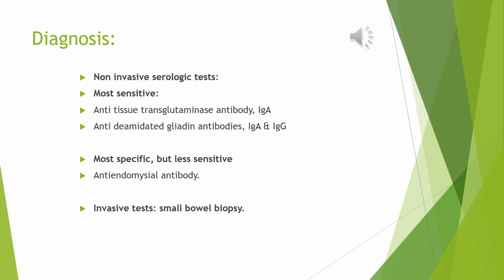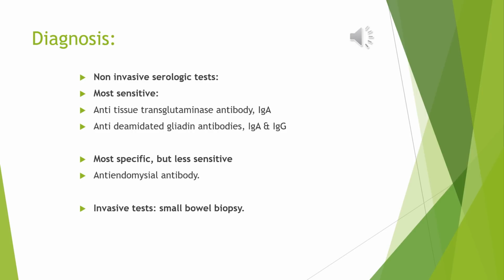Then the more invasive tests follow with an upper endoscopy and a small bowel biopsy, preferably from the second part of the duodenum or the jejunum, and microscopic examination for the triad of features that we talked about, including intraepithelial lymphocytosis, villus atrophy, and crypt hyperplasia.